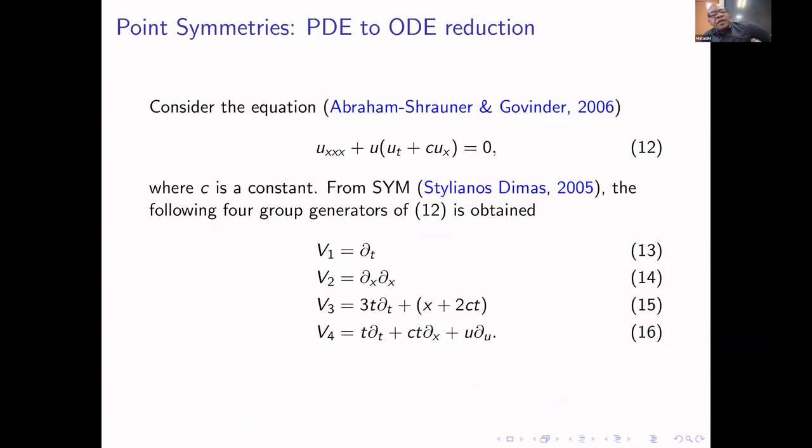Now, the second example I'd like to give you: the first one was for ODE, now it's a PDE. This equation was studied by Abraham and Kesh Lavender in 2006. They analyzed this equation from the point of view of Lie symmetry and obtained those 4 symmetries.